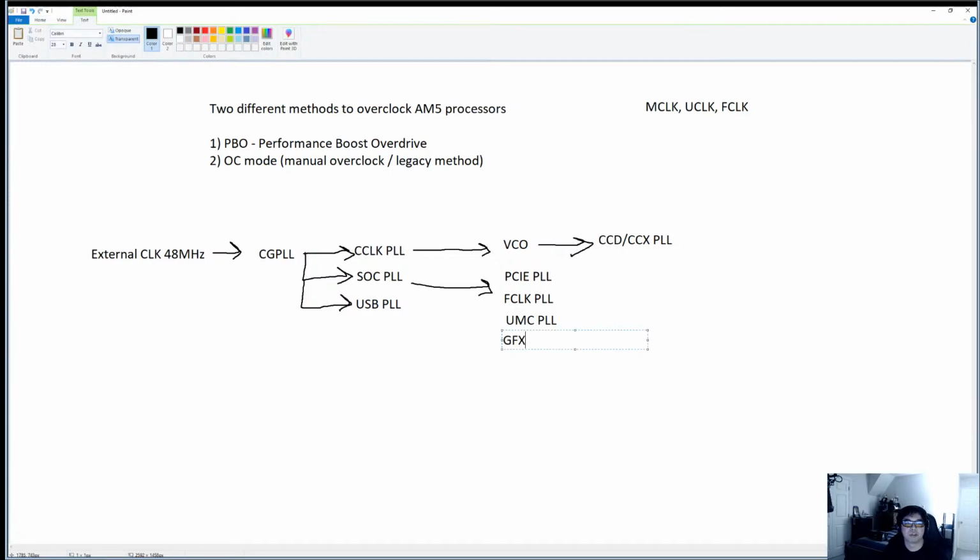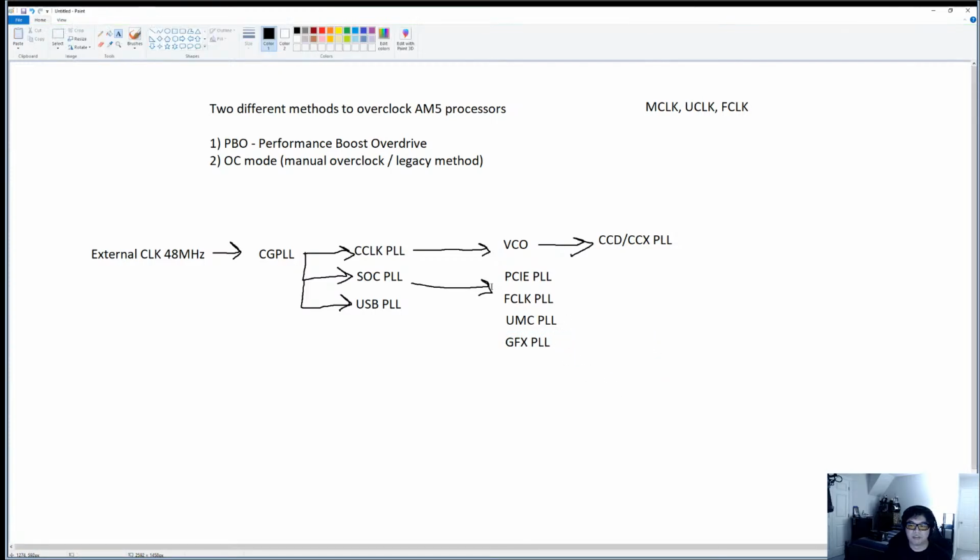And then the onboard graphics has its own PLL because this is new to Zen 4. All the Zen 4 chips have an integrated graphics component now. This used to not be here. If you're talking Zen 3 and Zen 2, you had PCIe, F-Clock, and UMC, and now you have an additional graphics PLL here. And all of those derive their clock from the SoC PLL. So let me just draw this like that.